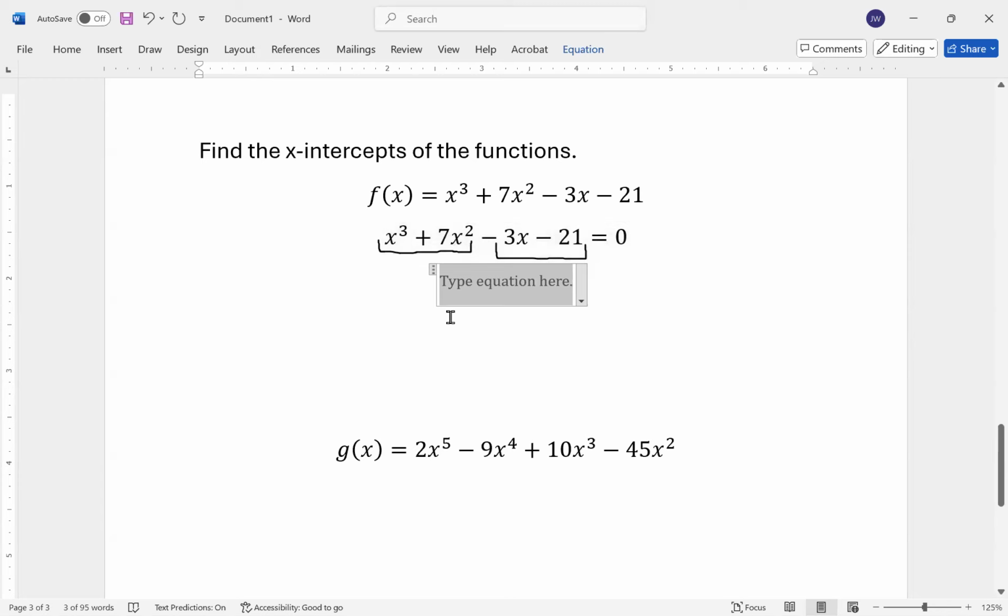common factor of each. So in this pair, I'd factor out an x squared. I'd get x squared times x plus 7. In the second pair, I'd factor out a negative 3. And if I factor out a negative 3 in the second pair, I also get x plus 7.